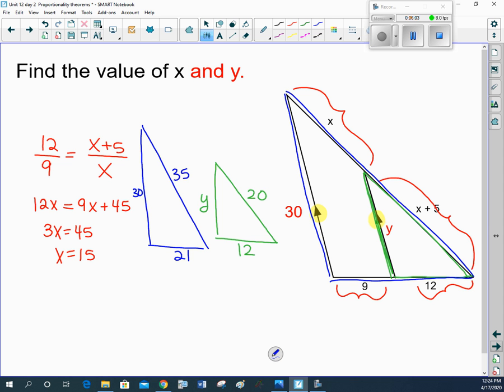Okay, so now you just have to pick corresponding sides. I for sure have to pick the y because that's what I'm looking for. So I'm going to say y over 30 equals, and then I'll just pick the smaller numbers, 12 over 21. And then we'll figure out what that answer is. So 21y equals 12 times 30. And then we're going to divide that by 21.